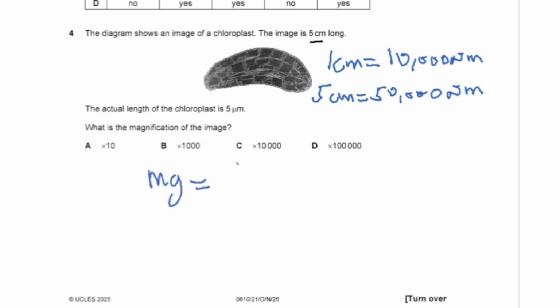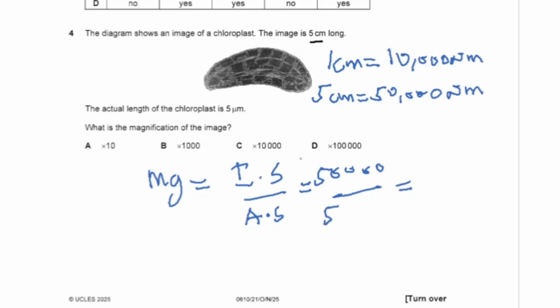Putting that in the formula for the calculation, your magnification is simply calculated as image size over actual size. So magnification is equal to image size over actual size, and the image size is now 50,000. So you put 50,000 divided by the actual length, which was 5. Doing that very well, you have times 10,000 as the correct answer, which is option C.